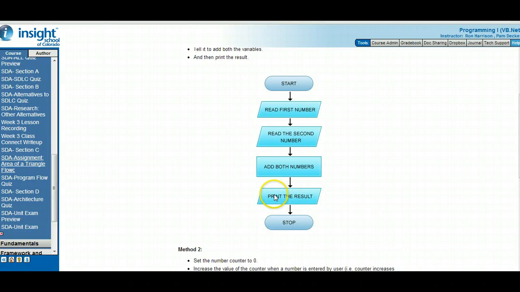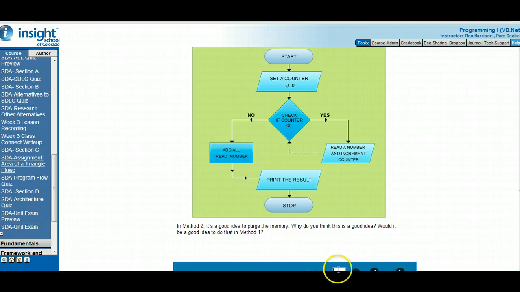You could put print the results. You could put print A, capital A, which would be print the area. So it would print the number that was figured out when it did the math right here. So you're going to take the area of that flow chart, the area of a triangle flow chart, the formula, A equals 1/2 times B times H, and you're going to put them in these areas right in here in order to end up with the right results. So that's how a flow chart works.